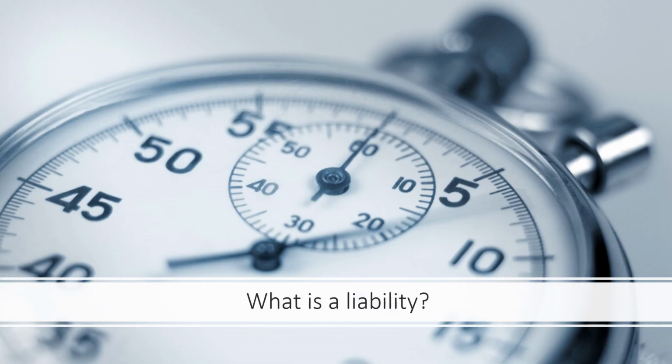What is a liability? Liabilities are debts that the business owes. The two most common types of liabilities are current and long-term liabilities. Current liabilities are debts that are paid within 1 year. Long-term liabilities are debts that are paid over a period of more than 1 year. Examples of current liabilities are accounts payable, credit cards, short-term loans, and payroll liabilities. Some examples of long-term liabilities are auto loans, or any business loans that are payable over more than 1 year.